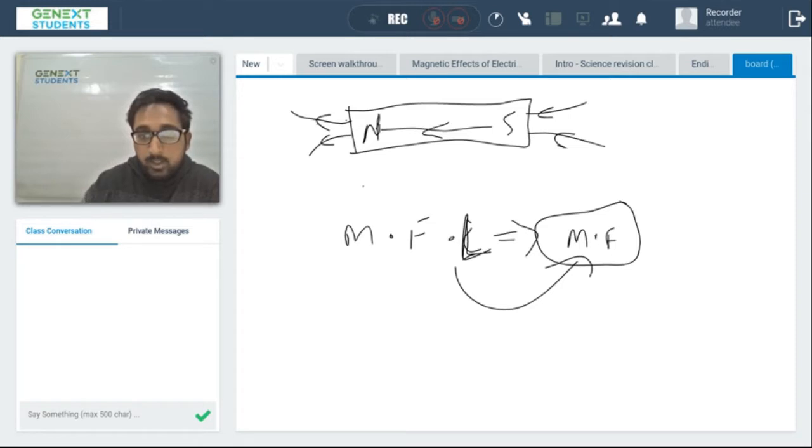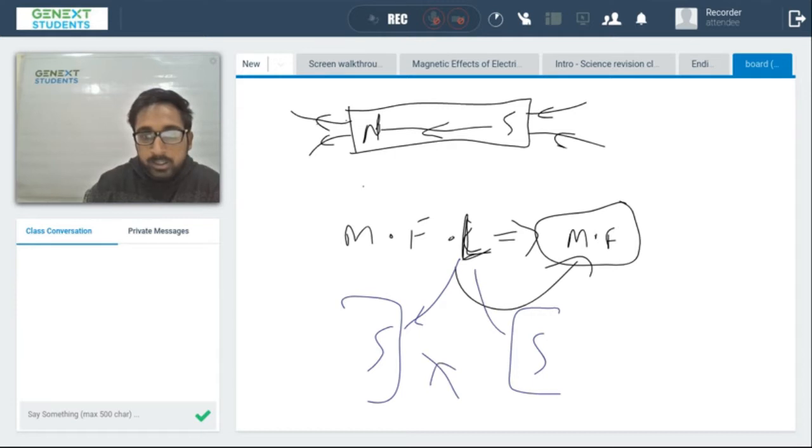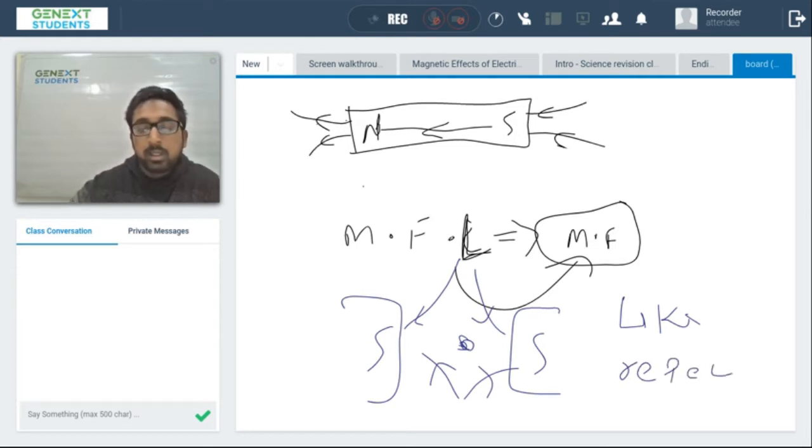I'll show you this. It is a south pole, and again, it is a south pole. So what is going to happen? The lines are getting inside from here, right? The lines are getting inside. So if you bring them close together, they will repel each other. Like poles repel. They do not like to come closer, or they cannot be brought closer.